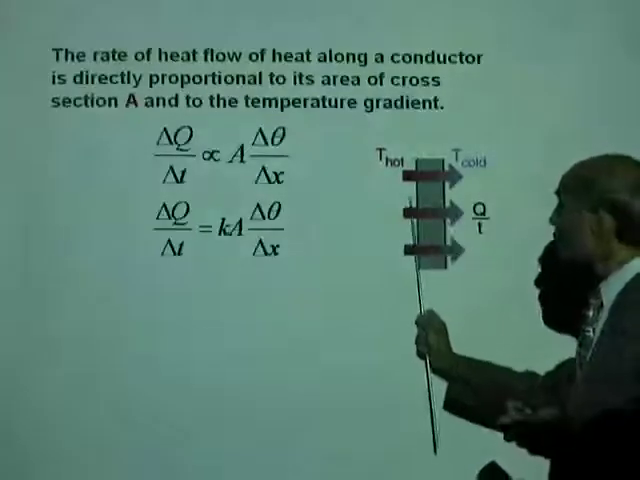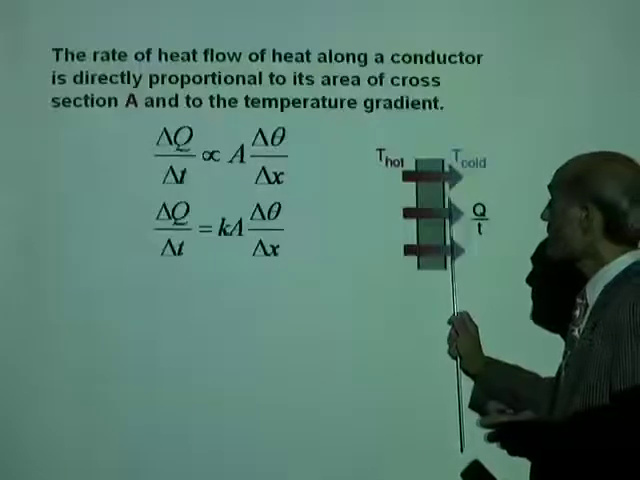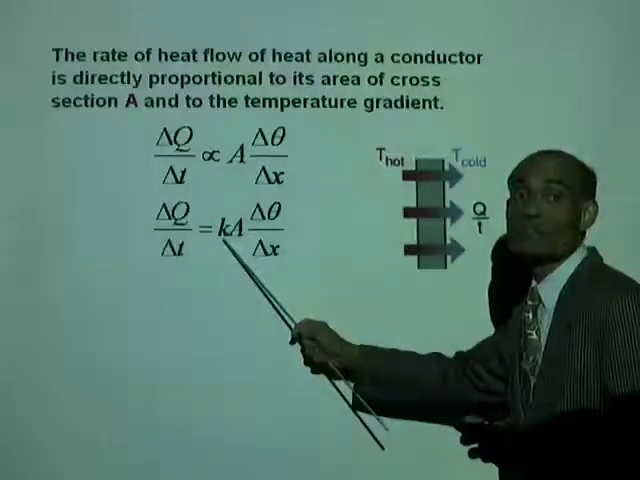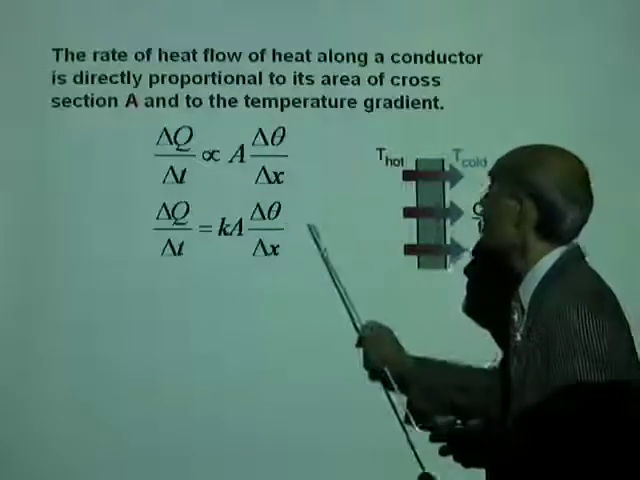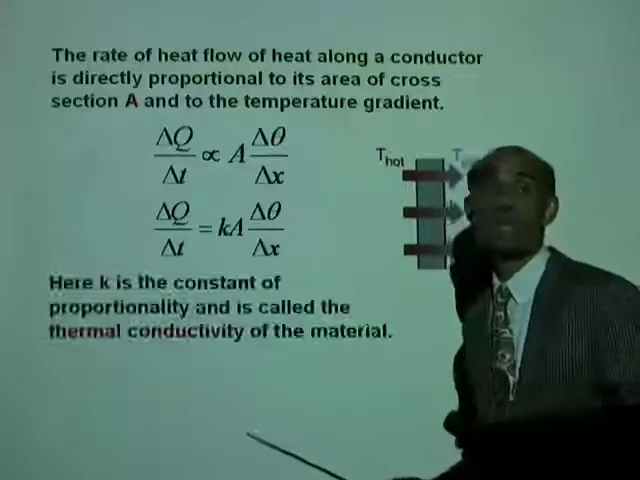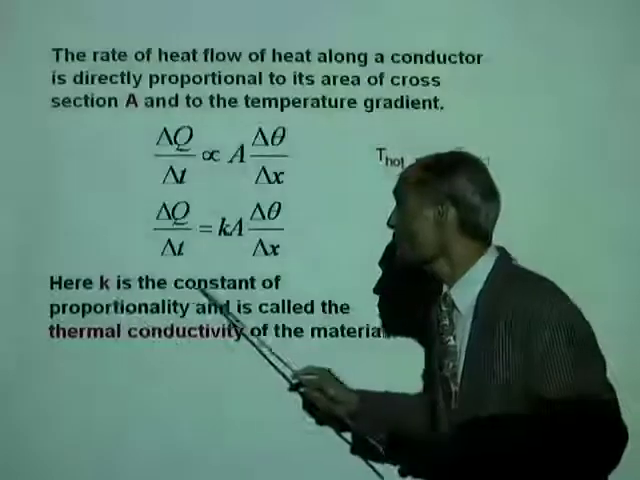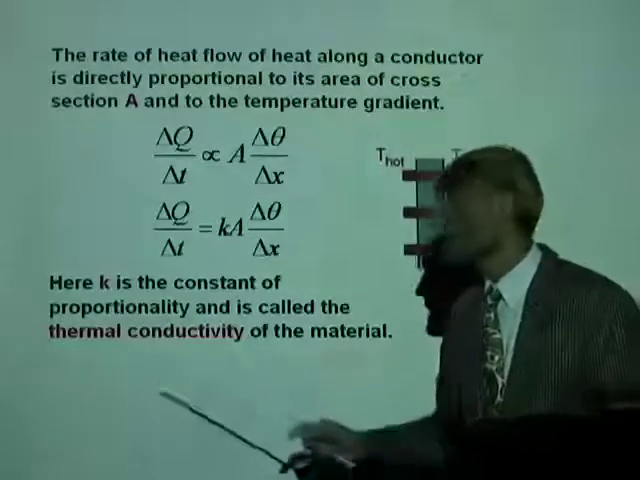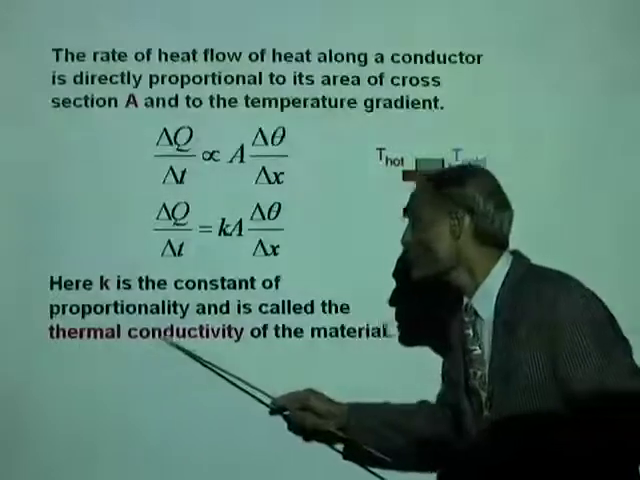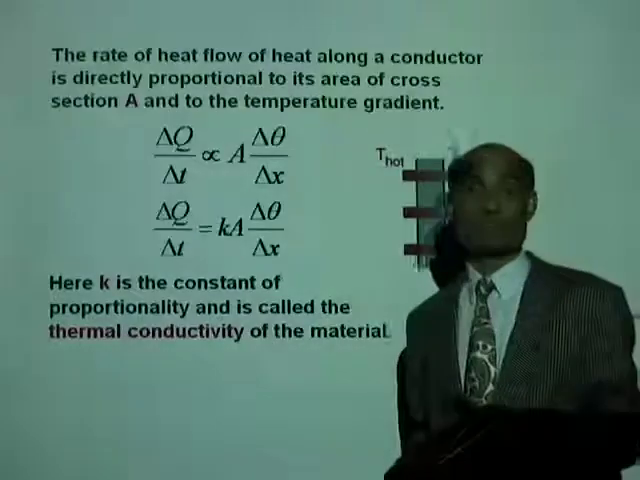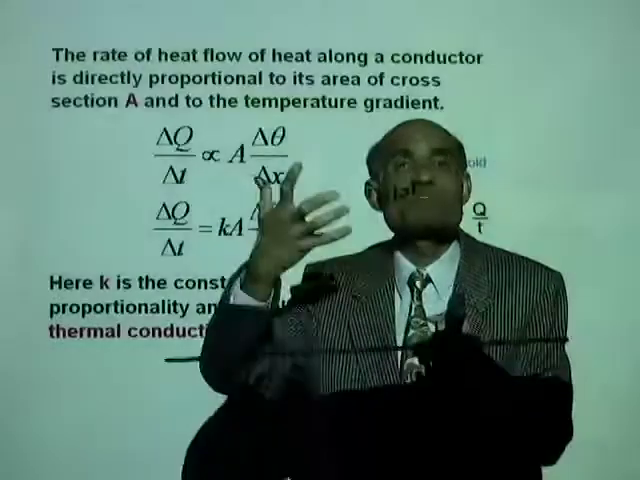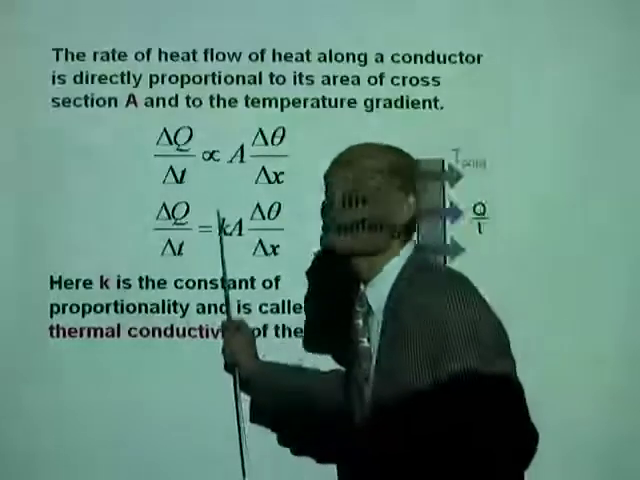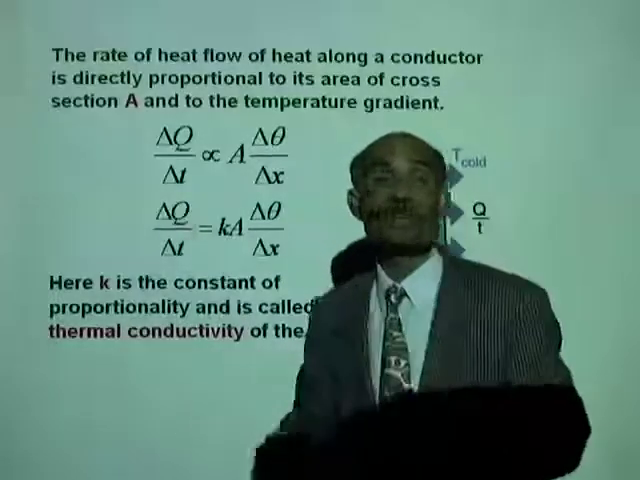Now, this constant K is called the thermal conductivity of the material. So, the rate of flow of heat equal to K, the constant, times the area of cross-section times the temperature gradient. K is the constant of proportionality and is called the thermal conductivity of the material. That means every conductor or every material has a value of K, the thermal conductivity.